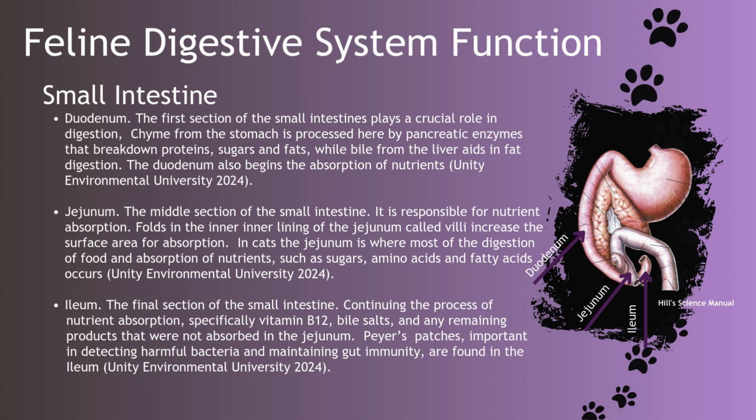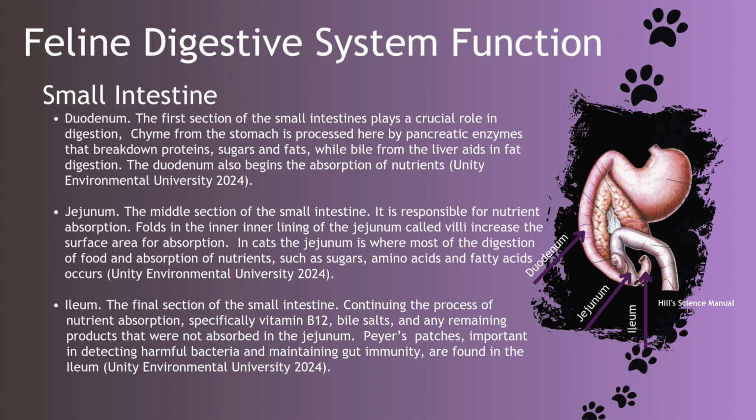Second section is the jejunum, the middle section of the small intestines. It is responsible for nutrient absorption. Folds in the inner lining of the jejunum, called villi, increase the surface area for absorption. In cats, the jejunum is where most of the digestion of food and absorption of nutrients, such as sugars, amino acids, and fatty acids, occur.